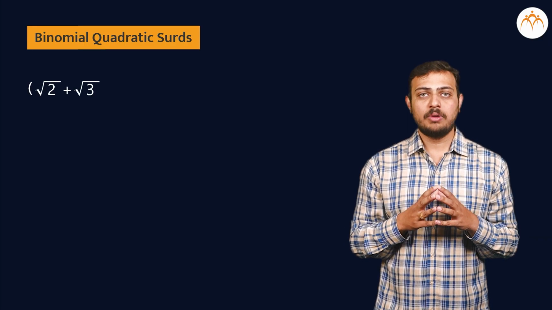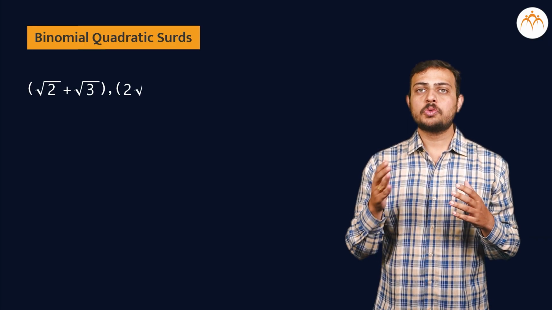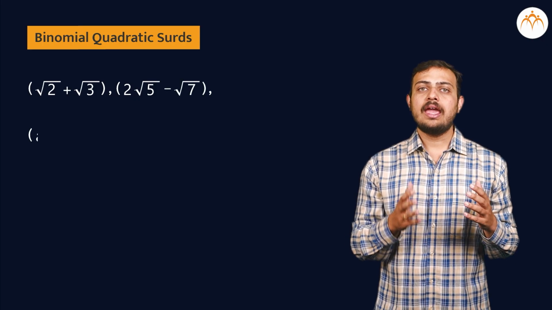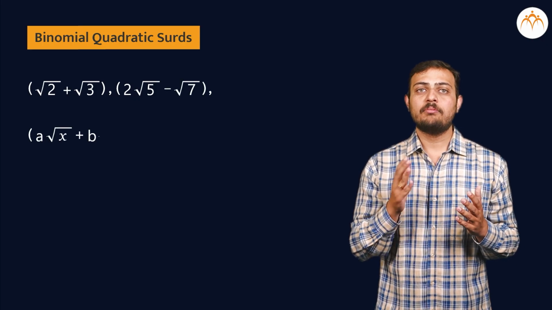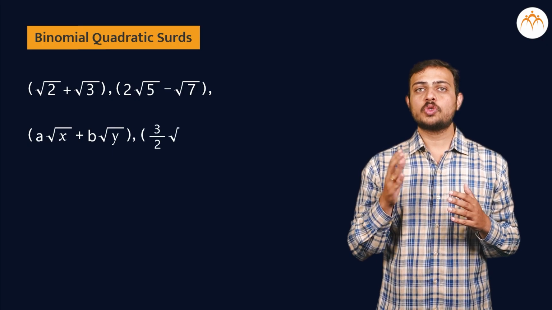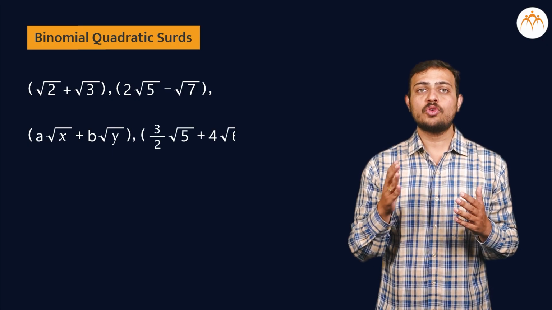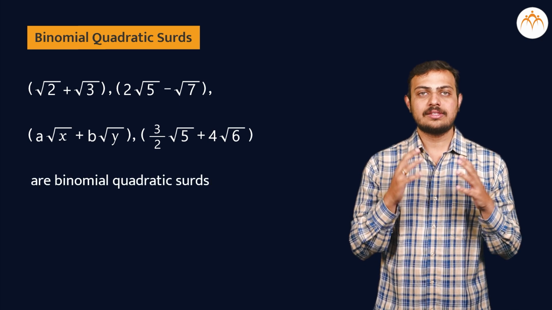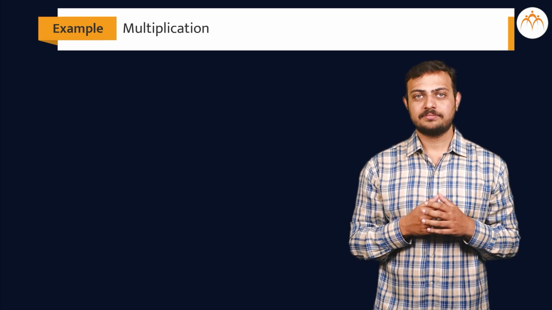Binomial quadratic surds. Expressions such as square root of 2 plus square root of 3, 2 into square root of 5 minus square root of 7, a into square root of x plus b into square root of y, or 3 upon 2 into square root of 5 plus 4 into square root of 6 are binomial quadratic surds. Let's study following examples of multiplication.